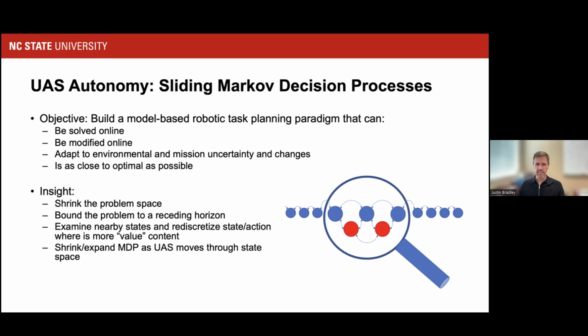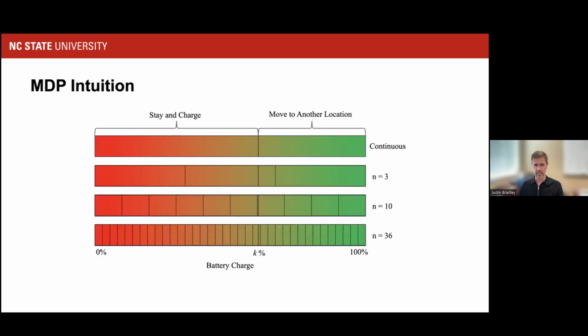So we examine the nearby states, and we're going to rediscretize the state interactions where there is more value content. And we can do that because we're already keeping track of the value function if we started trying to solve the problem online. So we're going to look for where value is higher, and then we're going to shrink and expand the MDP as the robot moves through its space. So a little bit of intuition that I want to try to give you here. If you think about just the continuous space, and let's say that at K% would be the threshold for deciding to stay in charge or move to another location.